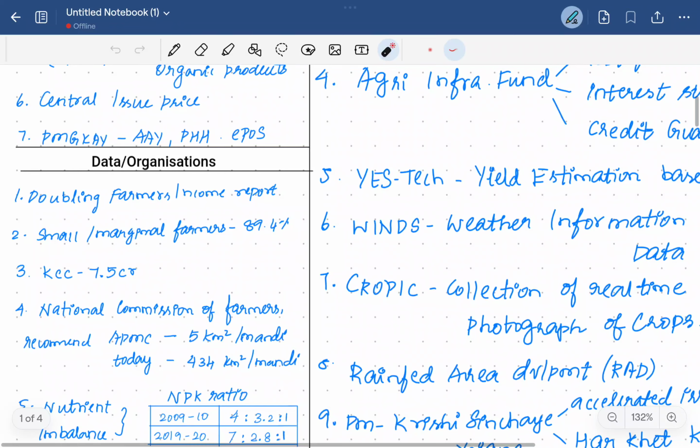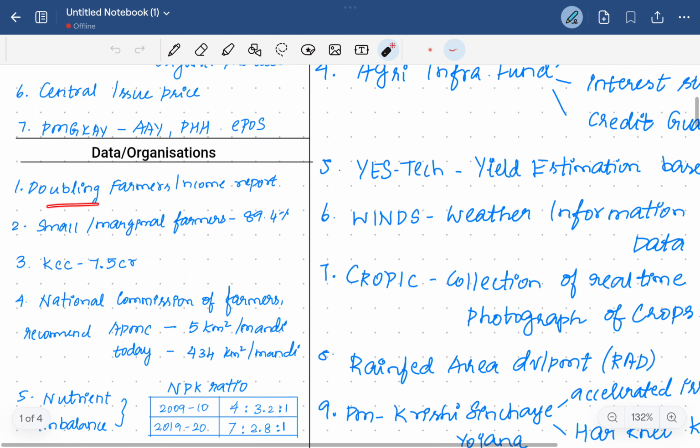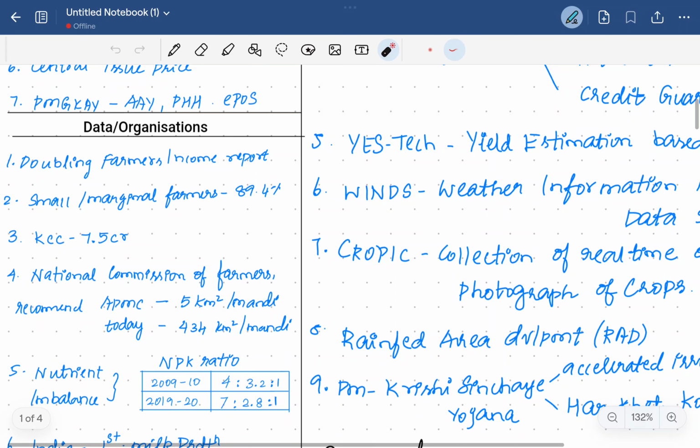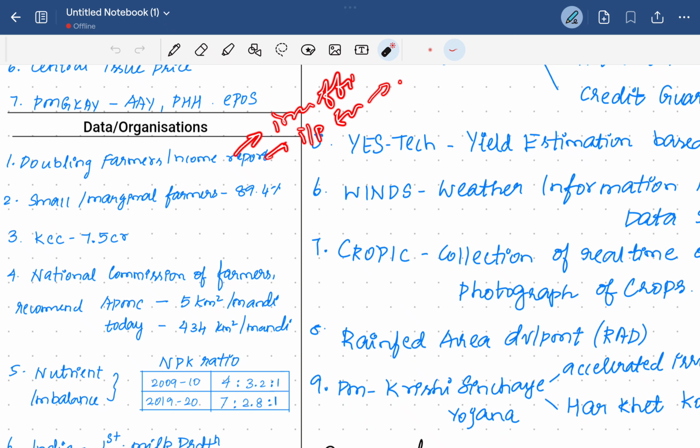Then, doubling the farmers' income is the main goal of the government, through various schemes like improving irrigation efficiency, input support to the farmers through fertilizer subsidy and others, and providing market assistance through eNAM and other portals. Then export promotion councils are created. All these activities are carried out to double the farmers' income.